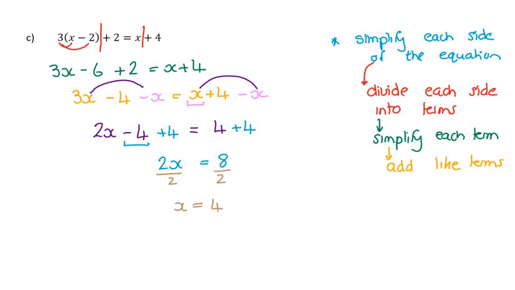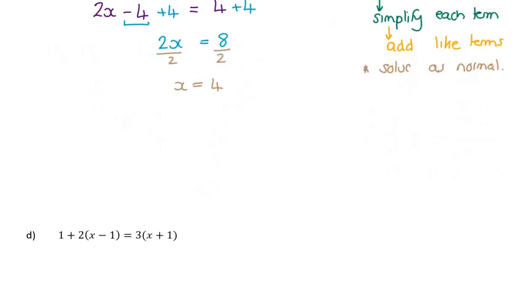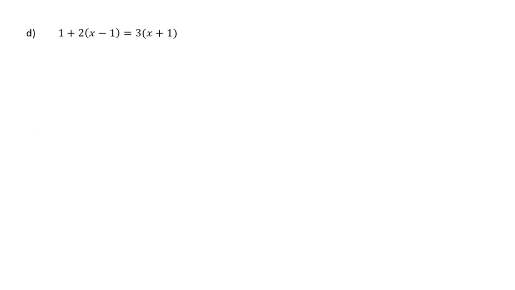So those are pretty much our steps for when we have distribution. Basically, our main aim is we need to simplify each side of the equation before we can go forward. So we divide each side into terms, we simplify each term, and we add like terms. And those are steps which we probably should have been using for simplification for years now. So after this, I'm just going to write solve as normal, because what happened after that is it went back to a Beyonce type question. Right, now let's go use those steps in the next 2 examples.